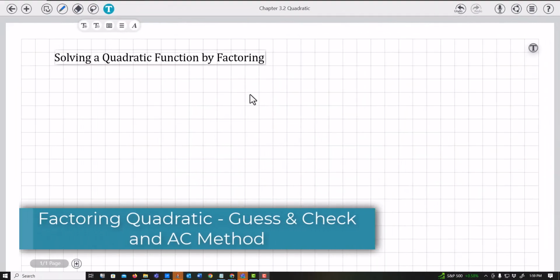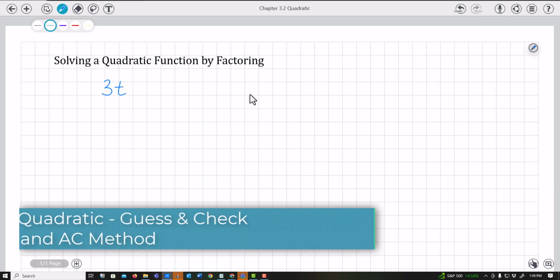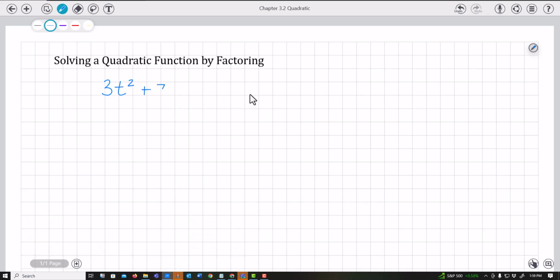Okay, let's say that we are given 3t squared plus 7t minus 10. And I know this is a quadratic. Why? Because that power is a 2. And I want to factor this and set the factors equal to 0.